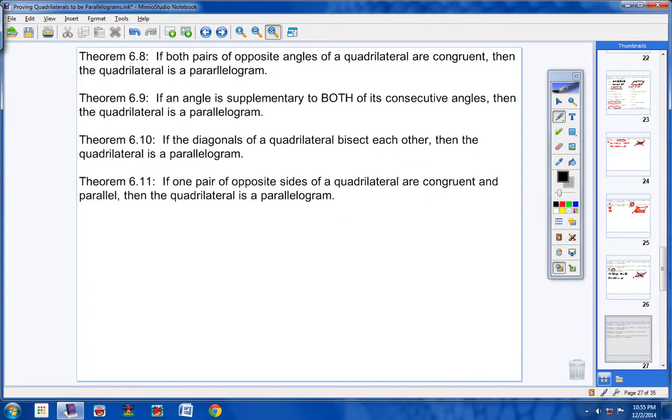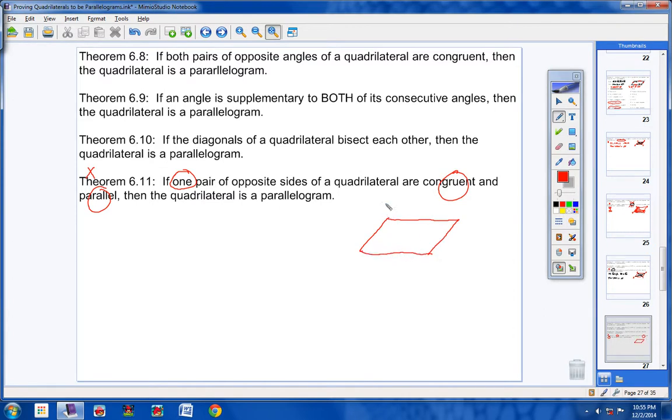Theorem 6.11. Go ahead and copy this in your notes, please. Copy this down, guys. If one pair of opposite sides of a quadrilateral, one pair, guys, just one pair, is congruent and parallel, then you know that the quadrilateral is a parallelogram. Okay? If one pair of opposite sides is both congruent and parallel, then the quadrilateral is a parallelogram. Okay? So go ahead and copy this down.